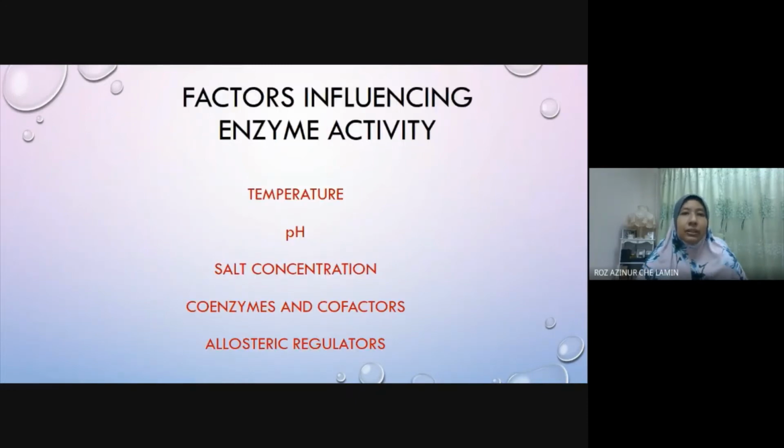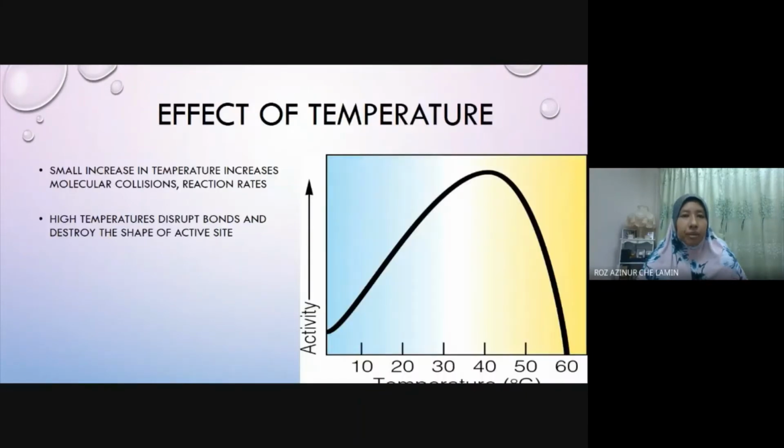Factors that influence the enzyme activity are temperature, pH, salt concentration, coenzyme, cofactor, and also allosteric regulators. For the effect of temperature, a small increase of temperature can increase the molecule cohesion and also increase the rate. So high temperature may disrupt the bonds and destroy the shape of the active site. So here, let's say the higher the temperature, the activity will become higher, but at a certain limit of the temperature, the reaction will go down, maybe due to the destruction of bonds of the enzyme.